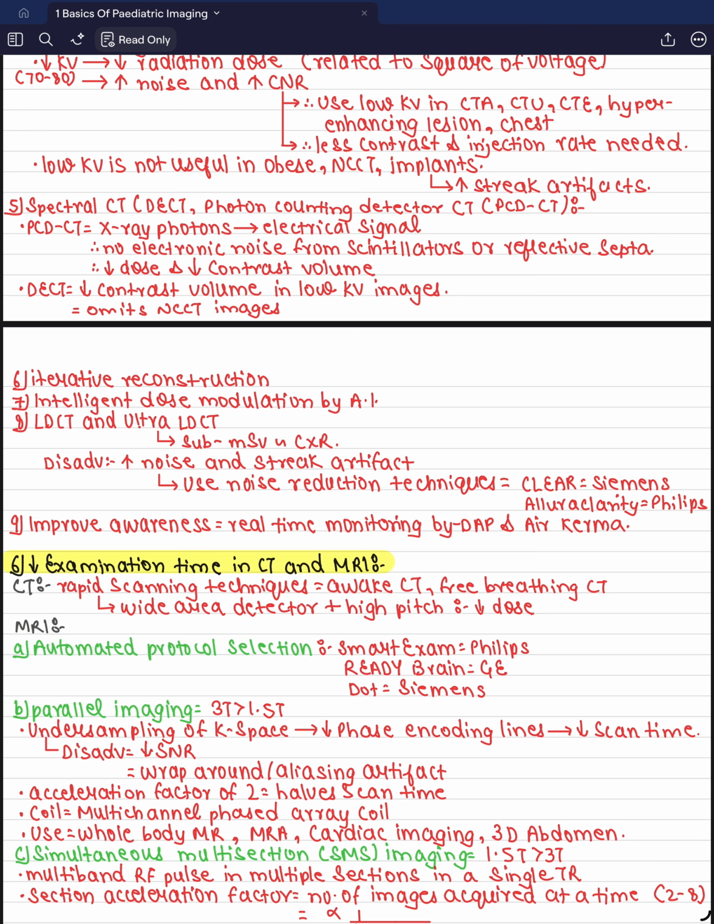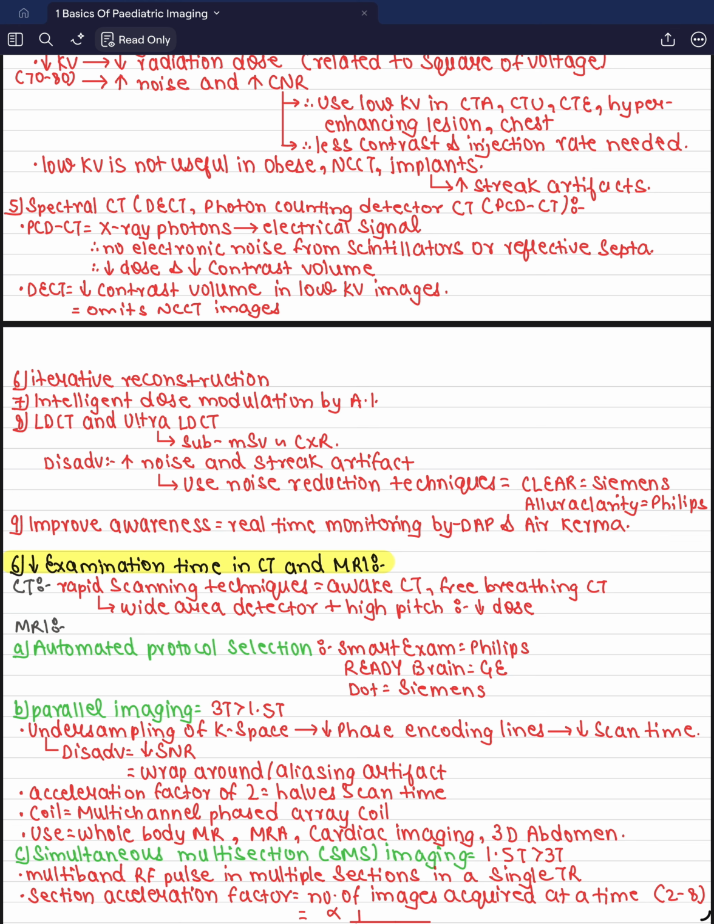So what is photon counting detector CT? In this CT, the X-ray photons are directly converted to electrical signal. There is no scintillator in between. So there will be no electronic noise from the scintillator or reflective septa. Because the photons are directly converted into electrical signal, fewer photons will be required to give the same amount of electrical signal. So less dose is required, and therefore less contrast volume is also required, because better contrast will be there.